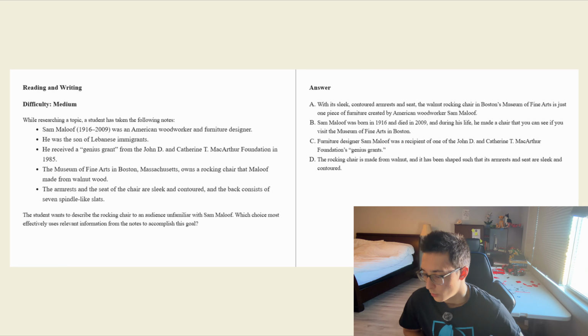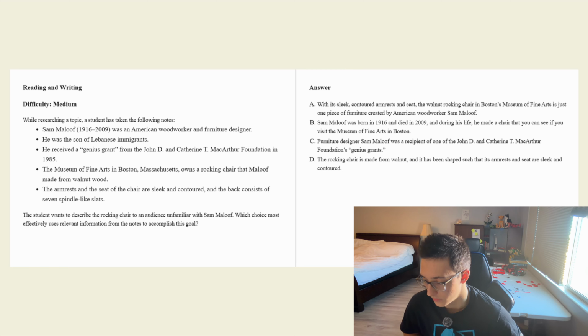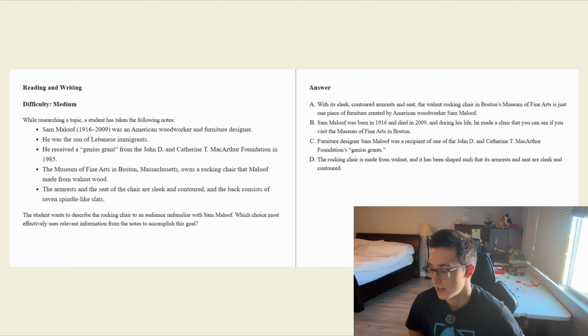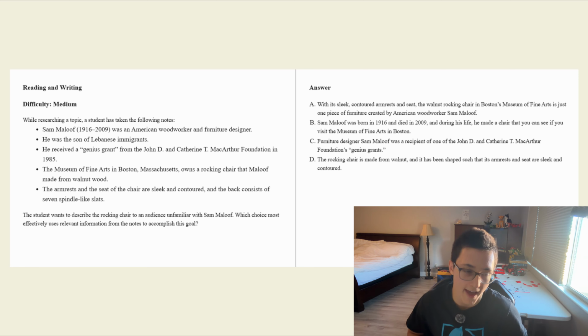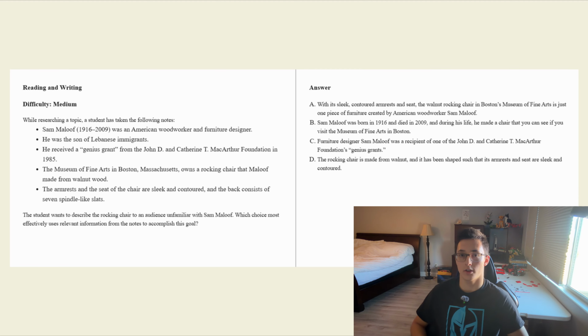So A says, with its sleek contoured armrests and seat, the rocking chair in Boston's museum is just one piece of furniture created by American woodworker Sam Maloof. So check it out. The audience is unfamiliar with Sam Maloof, so we need to give him some sort of context, right? We need to give some sort of context that helps us understand who Sam Maloof is. And here we say he's an American woodworker, so that is valid. Also, it talks about the rocking chair, and it describes the rocking chair in great detail. So I like A. Let's make sure the other three are wrong.